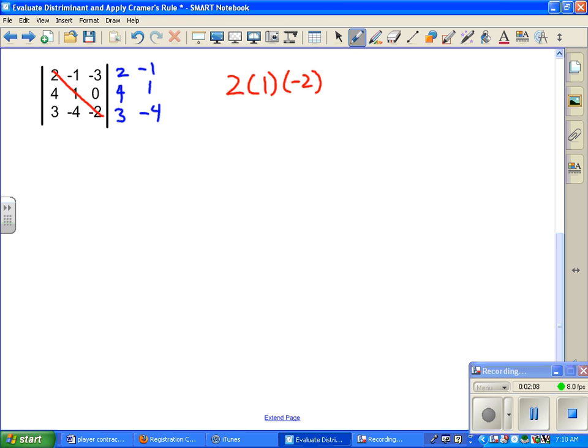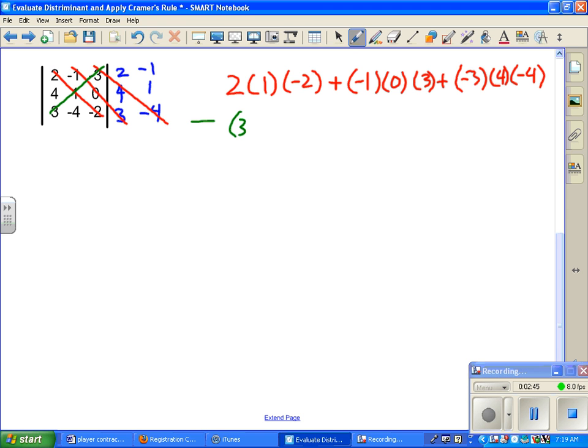Now because it's a 3 by 3, okay, the rules change. We've got to continue multiplying on the diagonal. This is why we add the rows. So we're going to add this to negative 1 times 0 times 3. Then we're going to add that to, finally, the last one. Okay, negative 3 times 4 times negative 4. Okay? Now, once we have that, okay, then we need to subtract the opposite diagonal.